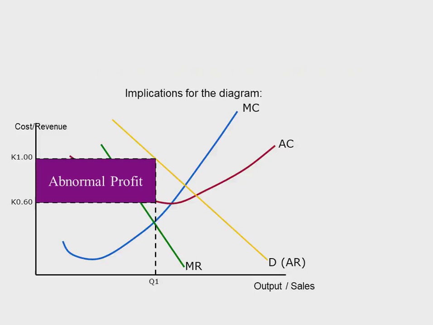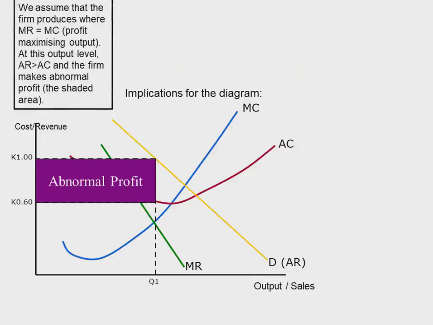So this abnormal profit is what will attract a lot of firms to join the industry, because they also want to take part of this profit. Now, if firms enter the market, the demand curve will shift downwards, and so will the marginal revenue curve, until we reach a point where the average cost will be tangent to the demand curve, and that will be in the long run. So we assume that the firms produce where marginal revenue equals marginal cost, and at this output level, the average revenue is greater than the average cost, and the firm then makes abnormal profit.